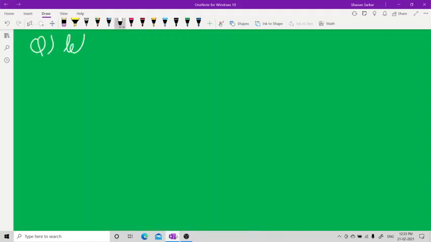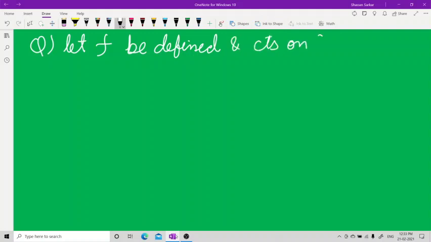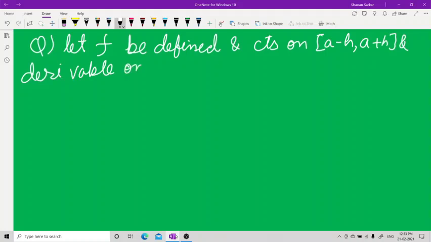Question. Let f be defined and continuous on the closed interval a minus h to a plus h, and derivable on the open interval a minus h to a plus h.